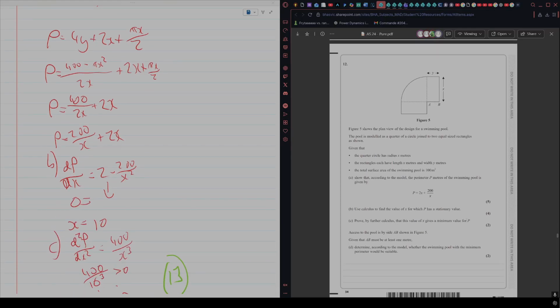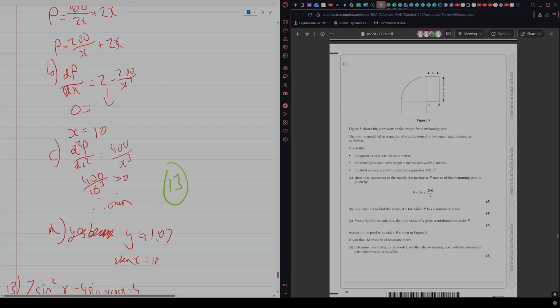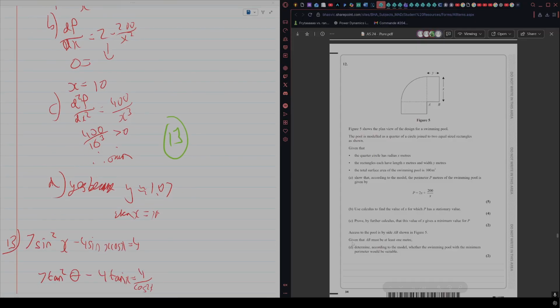And then next question, and this is just optimization. The first two parts, B and C, are both just normal stuff. You differentiate, set it to 0, find x, differentiate again, substitute in, it's greater than 0, therefore it's a minimum. Then determine according to the model whether the swimming pool minimum would be suitable.